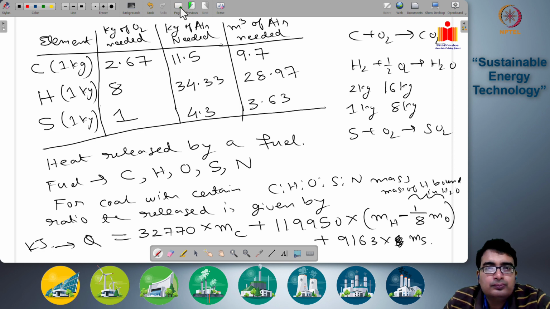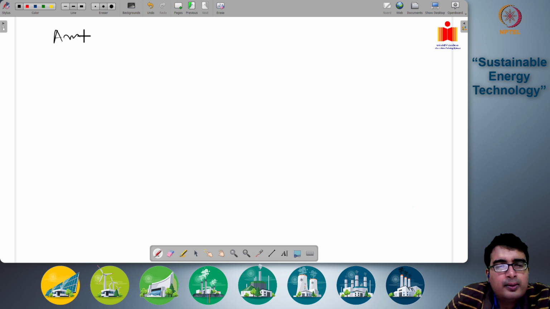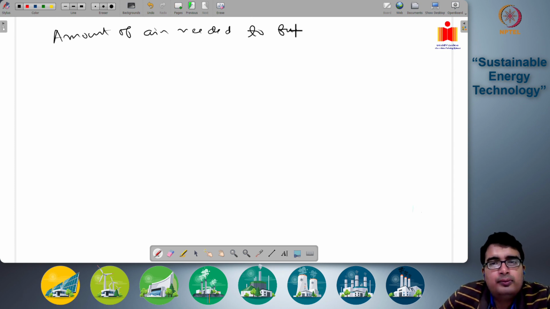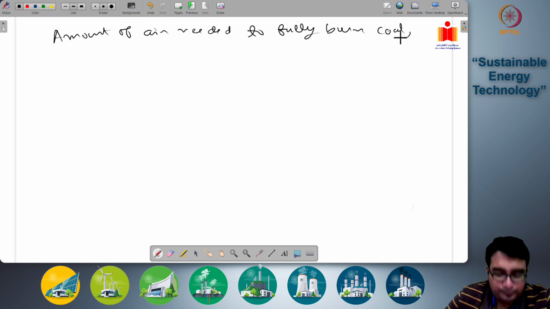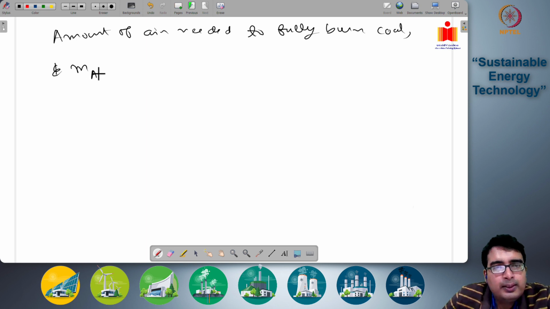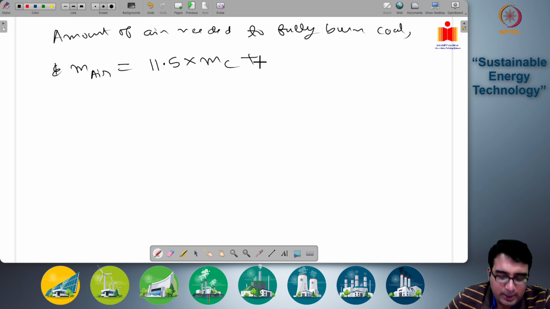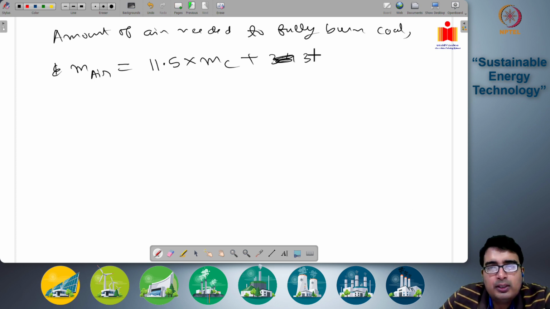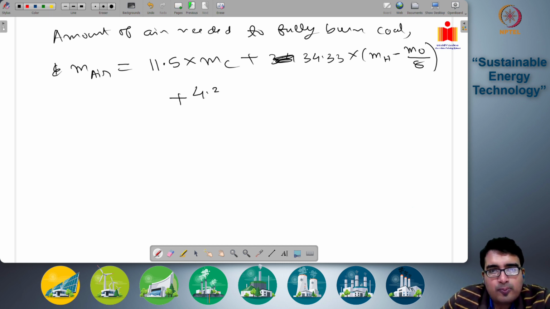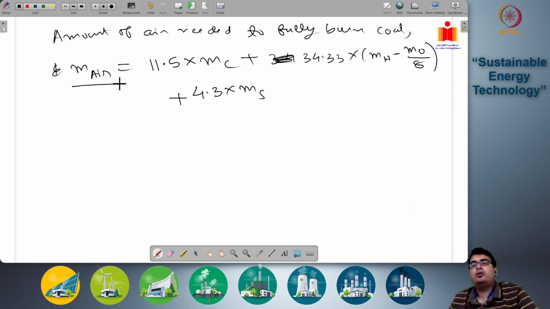So the amount of air needed to fully burn coal, m_air, is equal to 11.5 into mC plus 34.33 into (mH minus mO by 8) plus 4.3 into mS. So this is the total amount of air needed to fully burn that coal, which contains this many kgs of carbon, this many kgs of hydrogen, this many kgs of oxygen, and this many kgs of sulfur.